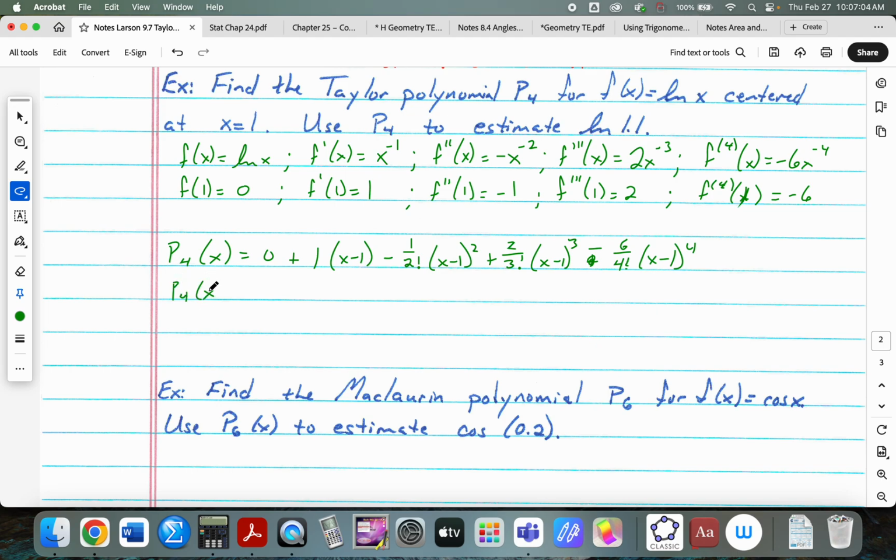So then P sub 4 of x is going to be equal to x minus 1 minus x minus 1 squared over 2 plus 2 over 3 factorial is 1/3. So it's x minus 1 to the 3rd over 3 minus 6 over 4 factorial is 1/4.